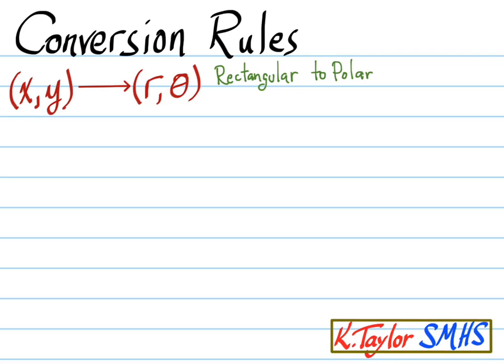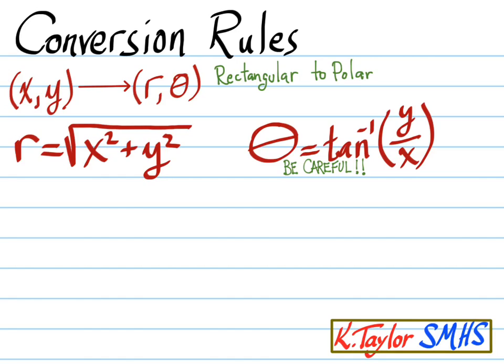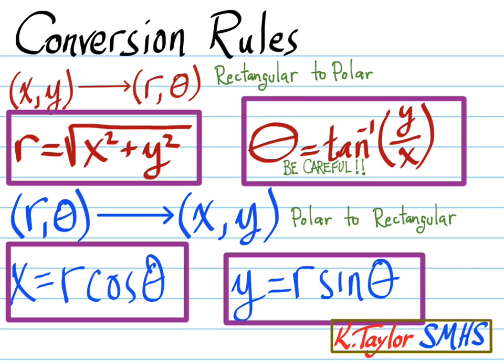If you're going from rectangular to polar, you want to know that the r value is the square root of x squared plus y squared, and you want to know that theta is the inverse tangent of y over x, but pay attention to the quadrant, please, and be careful and know your unit circle like the back of your hand. If, on the other hand, you're going from polar to rectangular, then you already know r and theta, and you're trying to find x and y, and x is just r times the cosine of theta, and y is just r times the sine of theta. And folks, there's our 4 little conversion rules. You've got to know these things. You're going to use them over and over and over again.